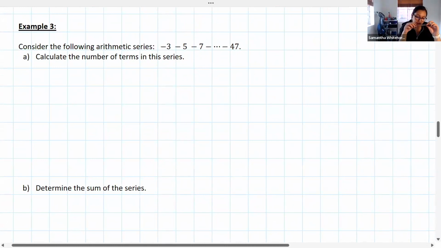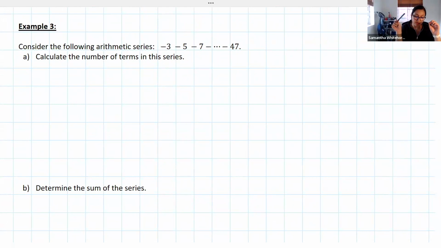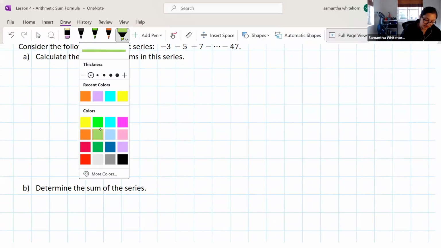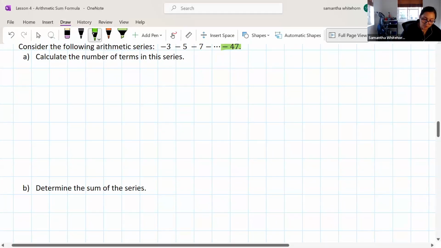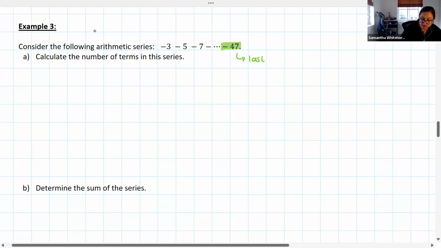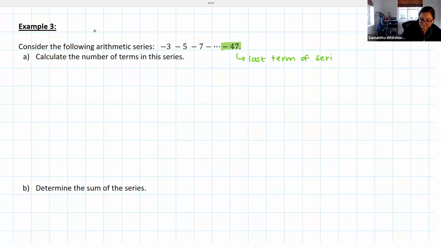Consider the following arithmetic series: -3, -5, -7, ..., -47. So why this is a bit different is because in this case, I have actually given you where this series ends. So that -47, what I'm telling you here is the last term of your series. Now that's quite useful to know and quite useful to see because the questions now link to the fact that you know what the last term is.